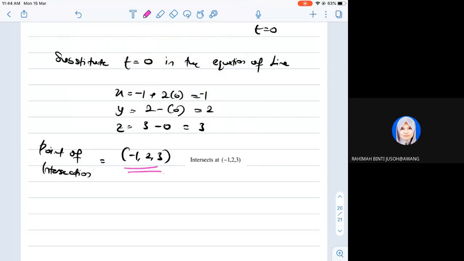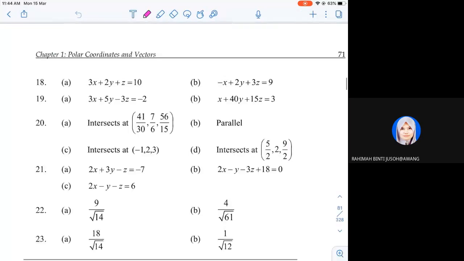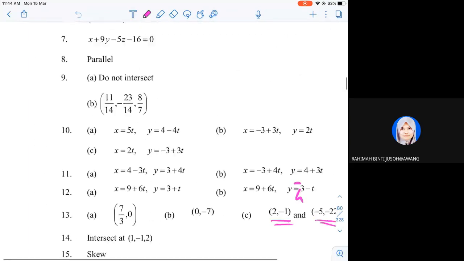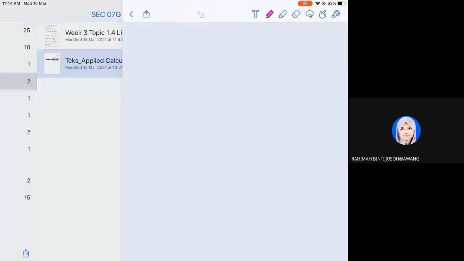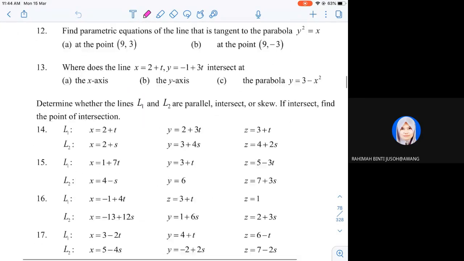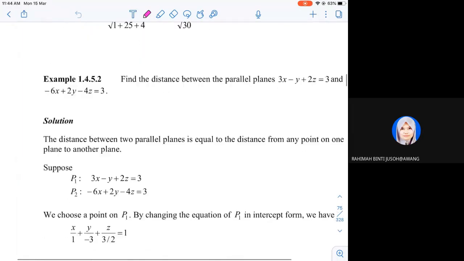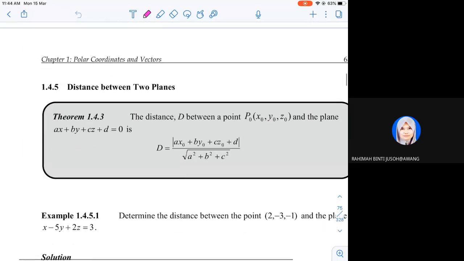Do you understand this question, guys? Can you understand questions like this? Alright, good, very good. So next, let us see another example. I want to teach you all this question. If there is, this one, the distance between two planes.